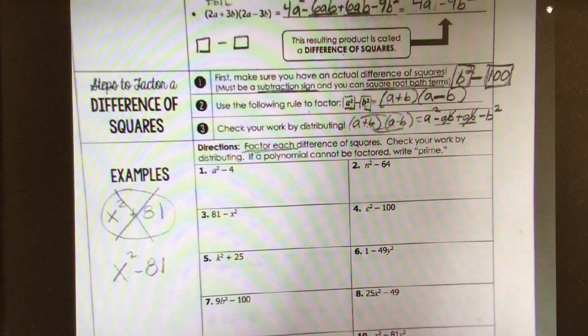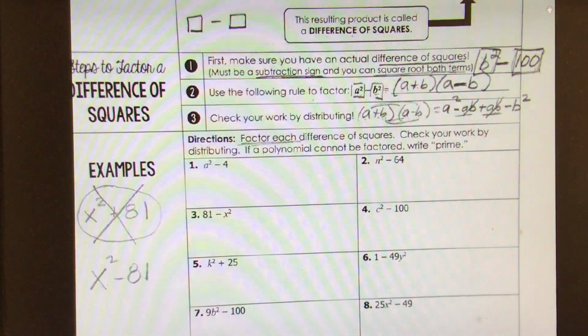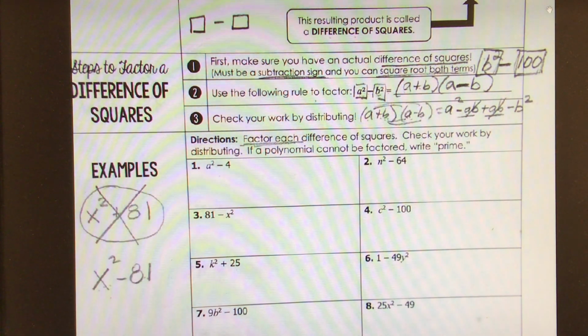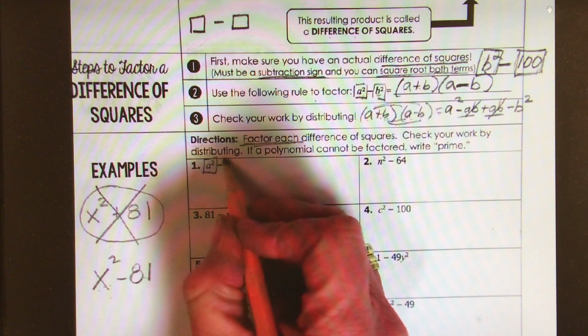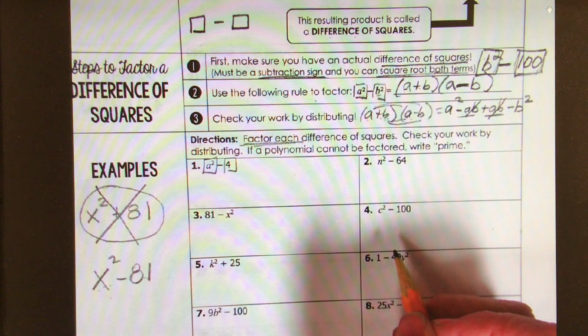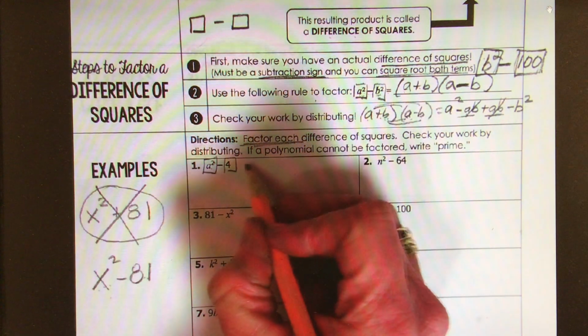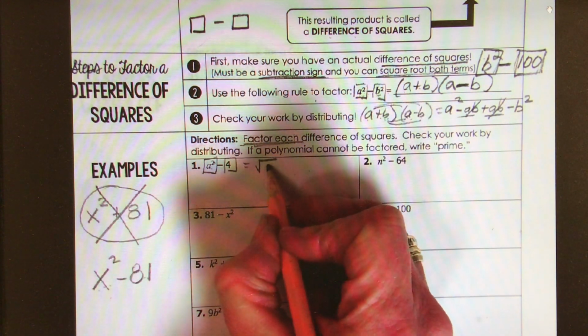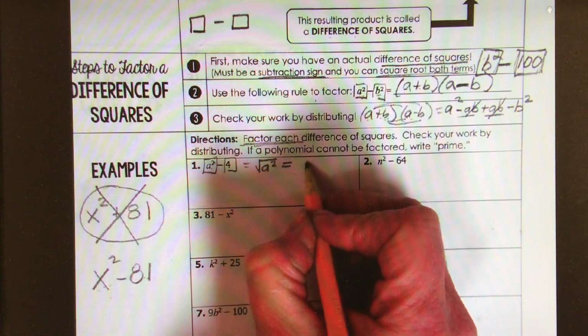I have a squared minus 4. Okay, first of all, are they both square numbers? Well, if it's square, great. They are both square. Now, what is the square root of a squared? So if I think about it, the square root of a squared is, well, it's just a.